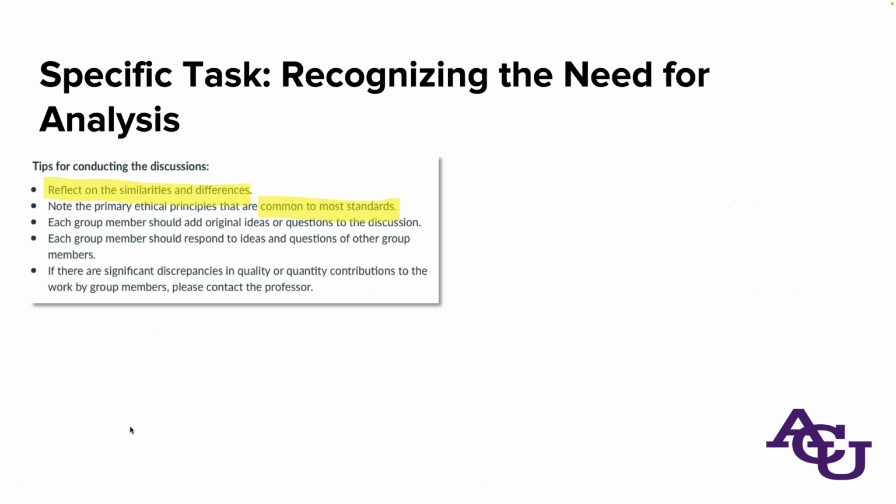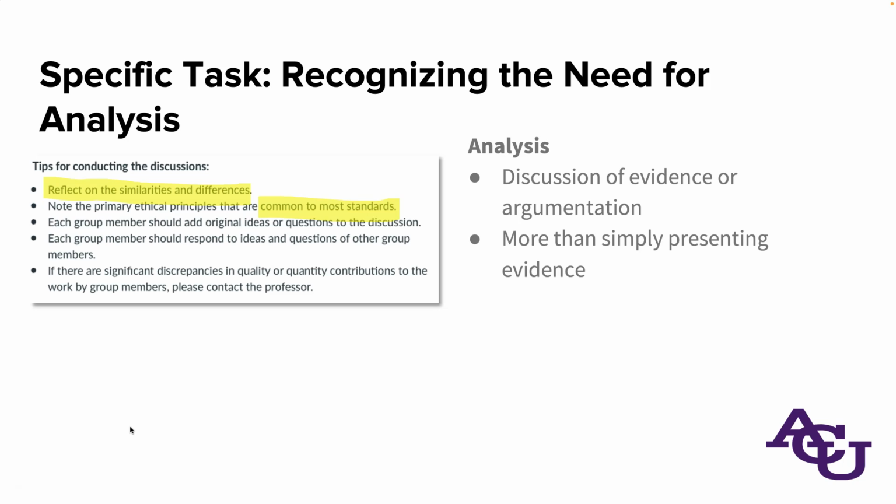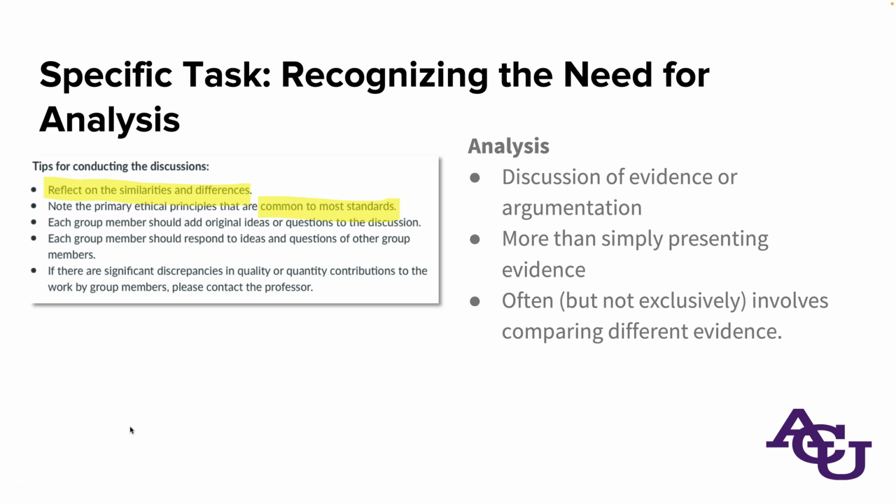All right, so there are some things that these instructions are asking you to do that we would describe as analysis. So reflecting on the similarities and differences and noting what is common to most standards. So analysis in this type of writing refers to a discussion of evidence or argumentation. In this case, the evidence is the different policies for the different groups. And we want to do more than simply present it. Oh, this policy says X. But tell us, how does it compare?